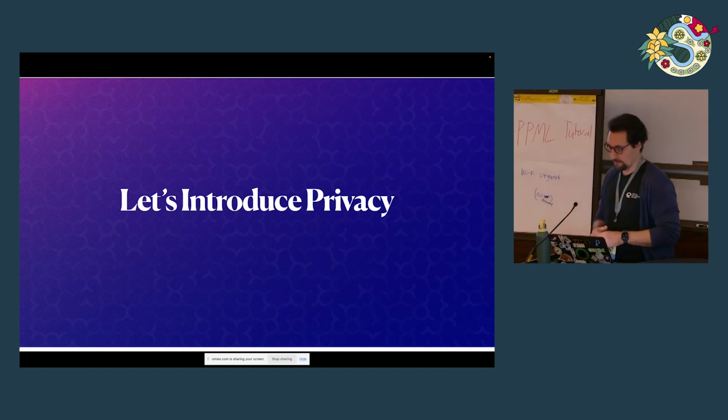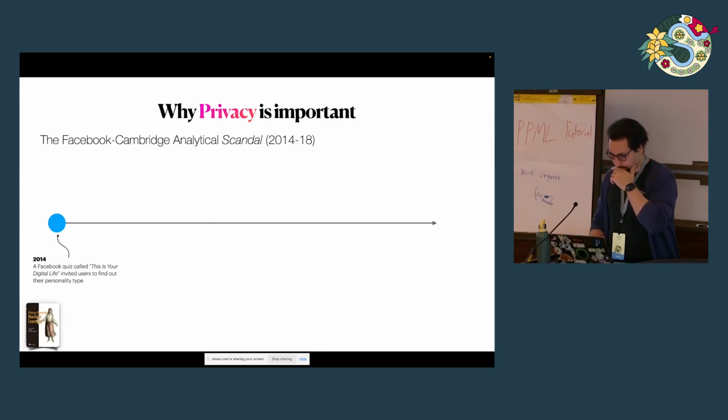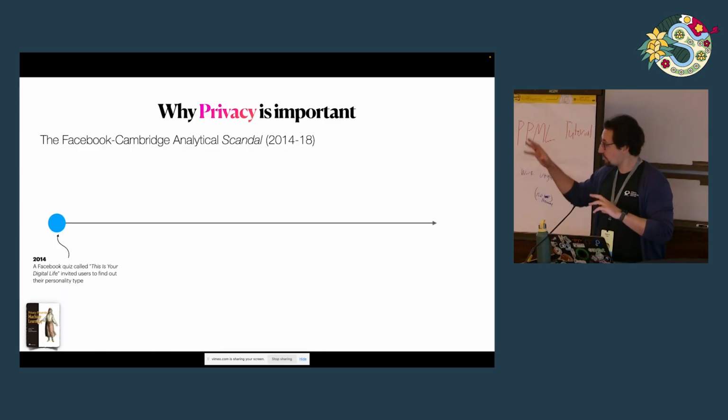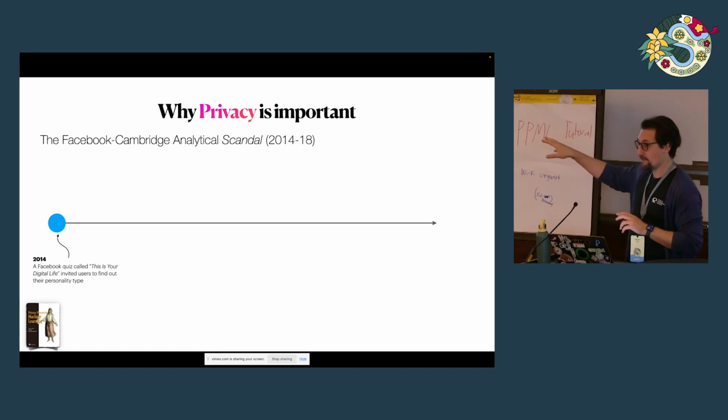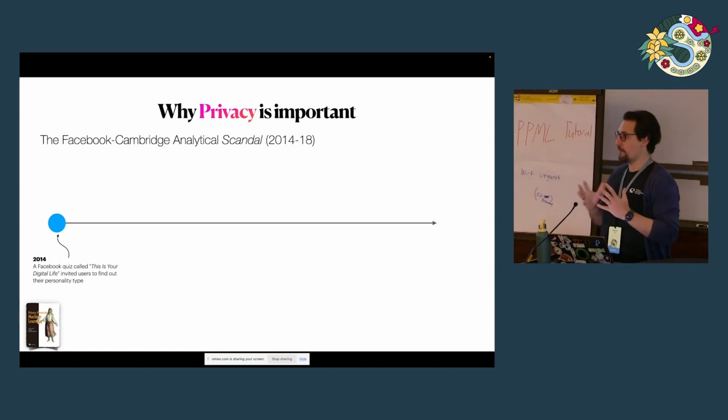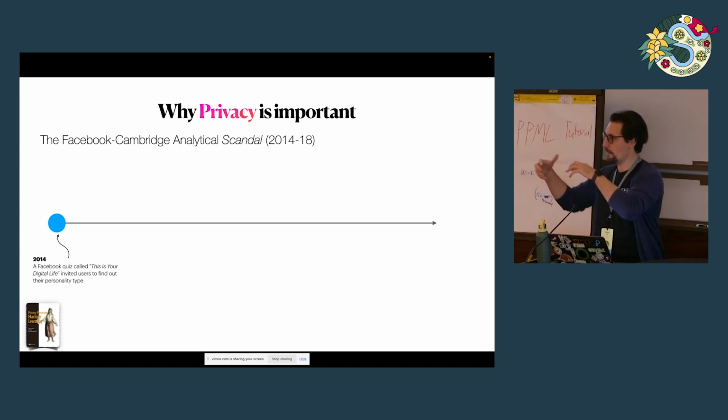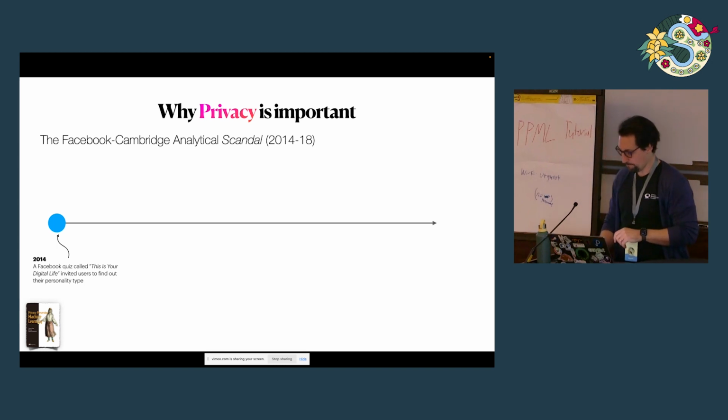This was the intention of the survey. But later on, and by the way, the caveat of all that is that there's nothing wrong with collecting data. The problem was that the app also collected data from all the people involved in the public friend list of all the participants in the survey.